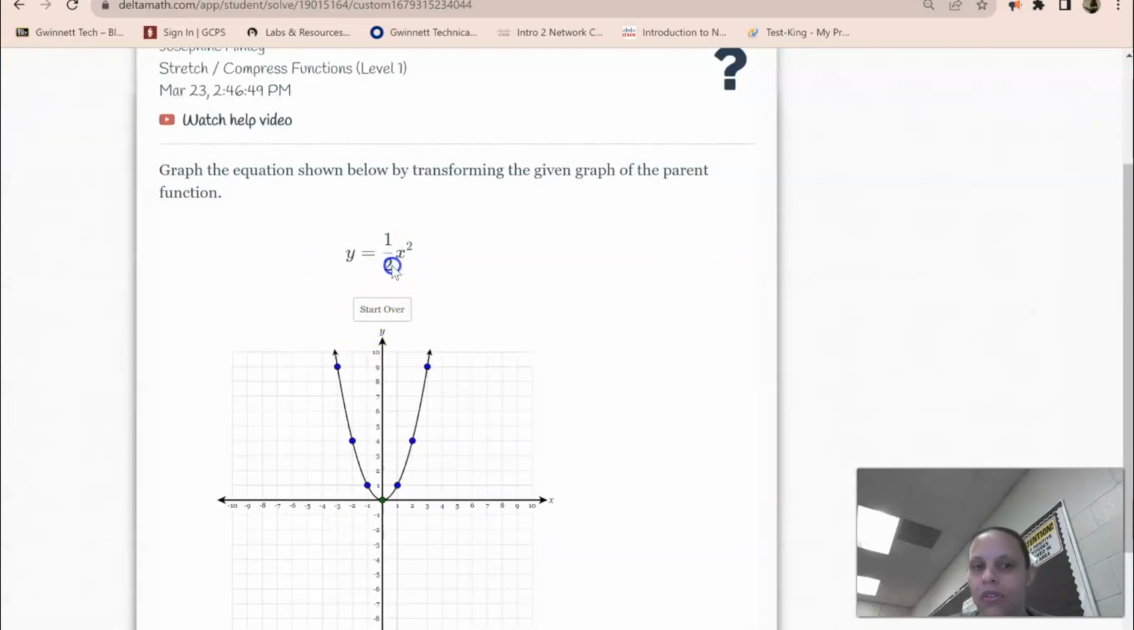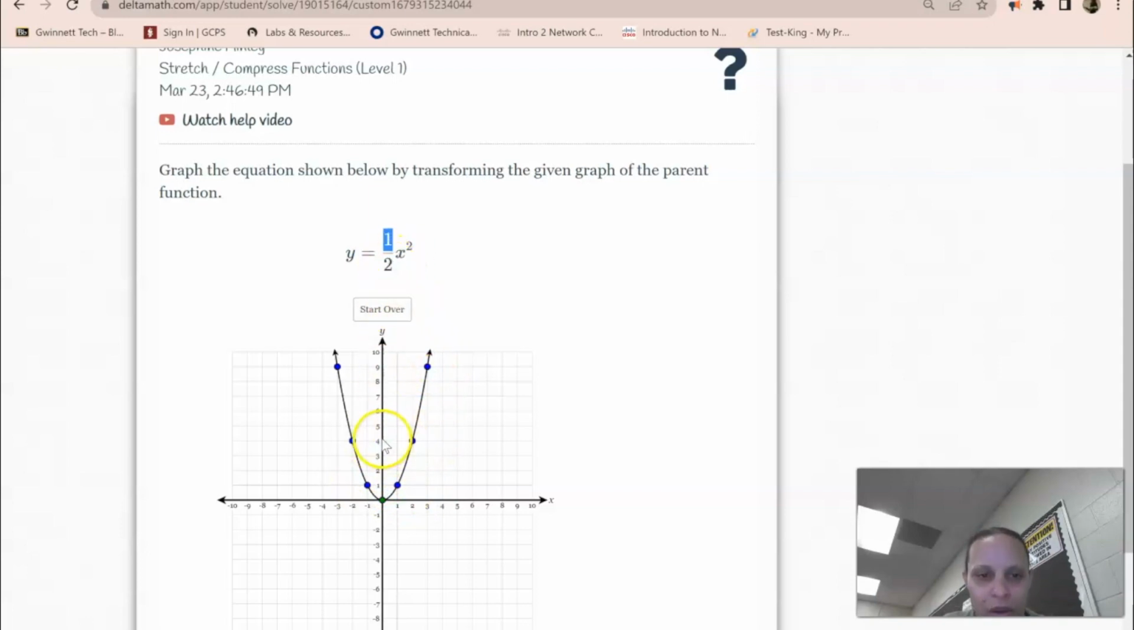Inside or outside? This is outside. It is a fraction less than 1, so it's going to do what? Shrink. Because it's outside, it's in the y direction, and it's regular. So shrink in the y direction. That means I take any of these points, doesn't matter which one, and I shrink it by a half, by a scale factor of a half.